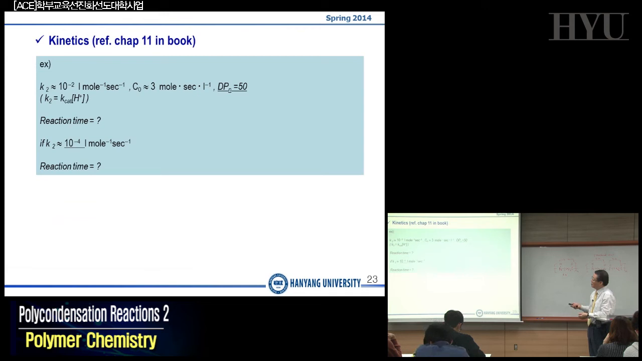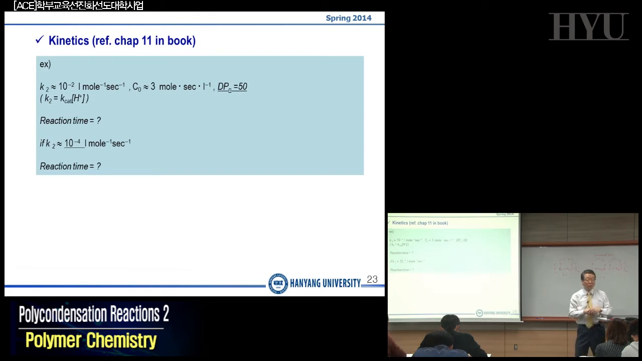Let's assume that we have a K2 which is 10 to the minus 2 liter per mole sec, and let's say C0, the initial concentration of your carboxylic acid, is equal to 3 molar. Let's say that we have a dPn equal to 50. That means we want to determine how long it will take to obtain a degree of polymerization of about 50 by knowing K2. Okay?